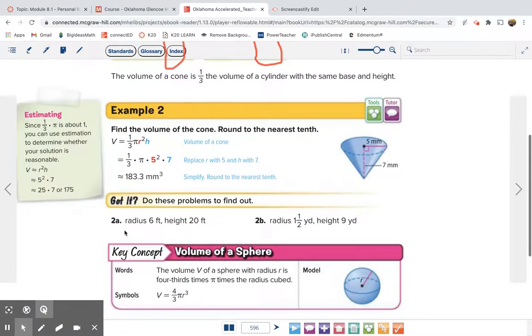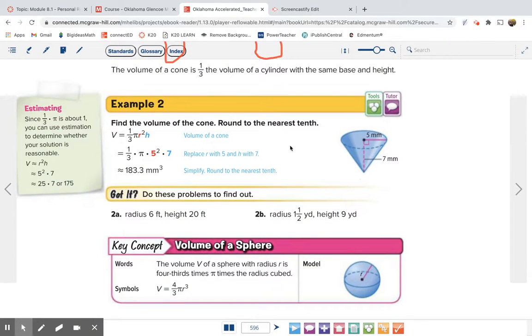All right, we're going to try one of these. It says find the volume of the cone, round to the nearest tenth. So we start with our formula. Volume equals 1/3 pi r squared h. So on this, we look for the radius, which is halfway across the circle. They give us the radius. So I have 5 squared times the height of the cone is 7. So 5 squared is 25.